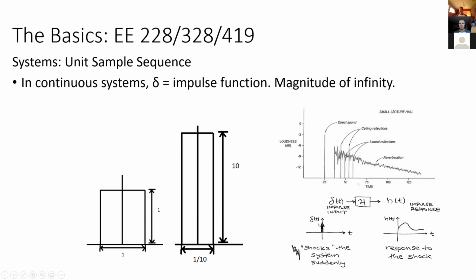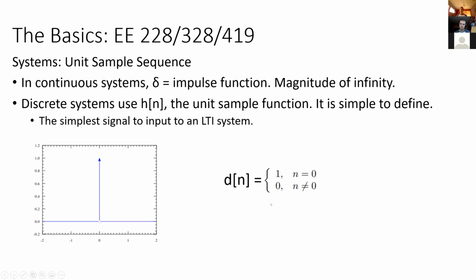If we're talking about it from a systems perspective, you have this impulse input, this delta function. It gets input into this system, which is this unknown black box, and then we get out some impulse response. So your delta function just looks like that, kind of shocks the system, and then you have the response to that shock. Okay. So continuous time systems, that's the same thing.